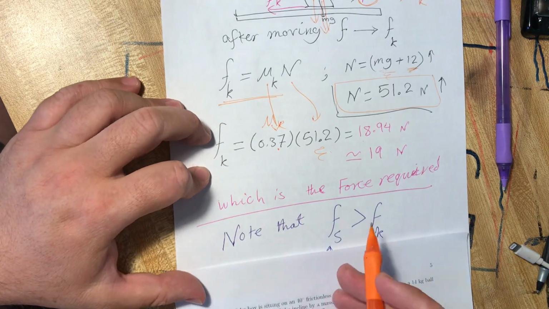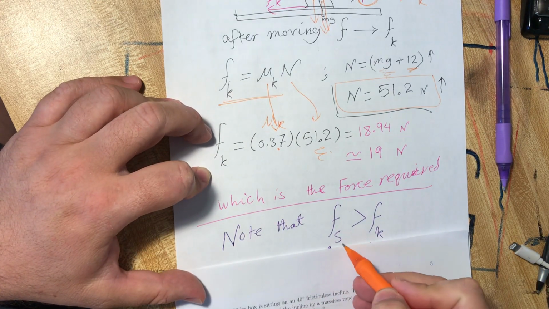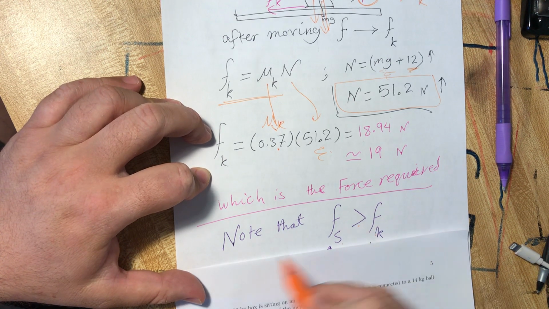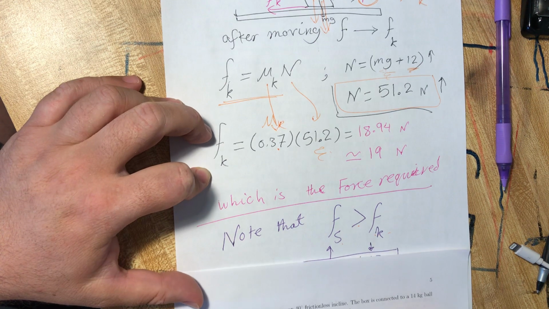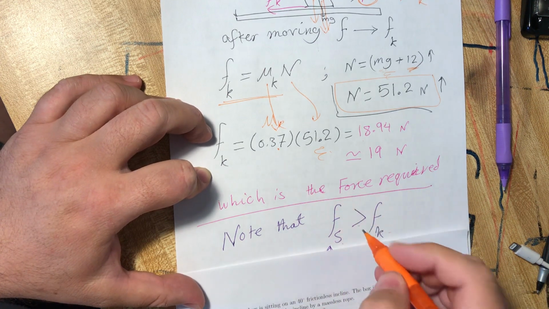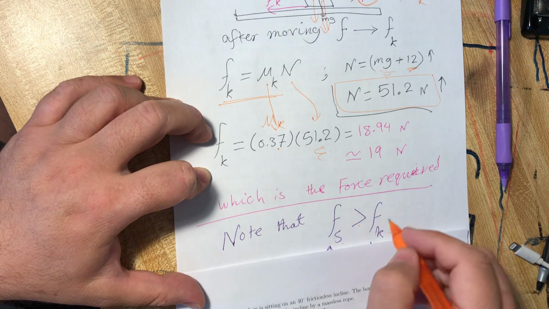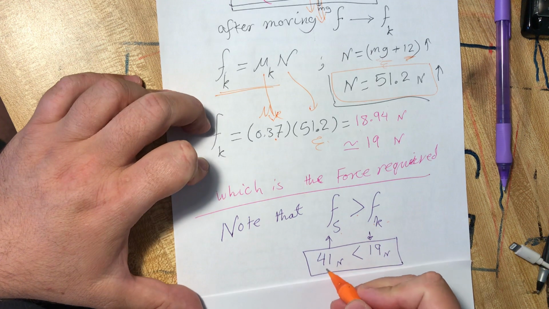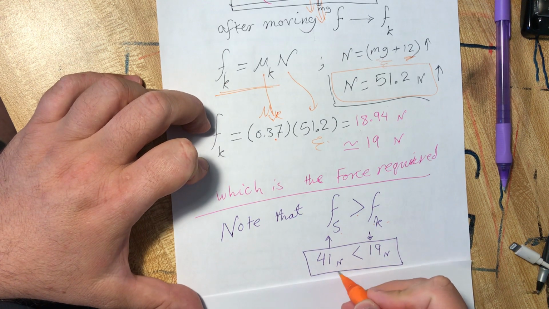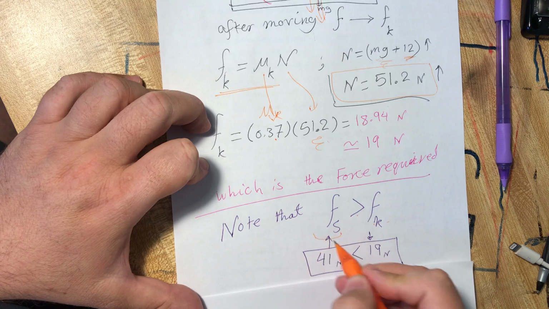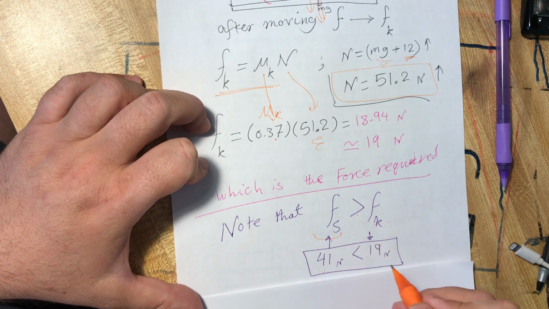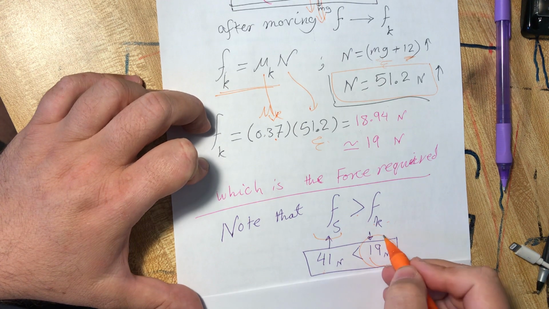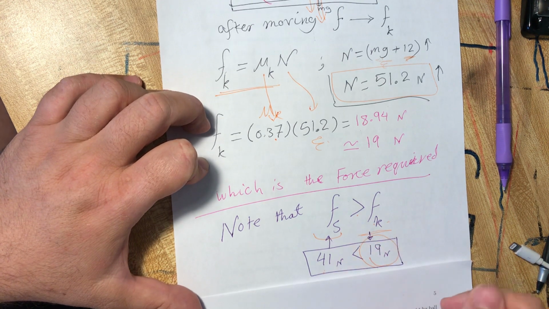Note that the friction force for a stationary body is more than the friction force for a kinetic, or moving, body. That means we need more force to start moving, but to keep it moving we need less force. We see that 41 newtons are needed to start the movement, and 19 newtons are needed to keep that body in its movement.